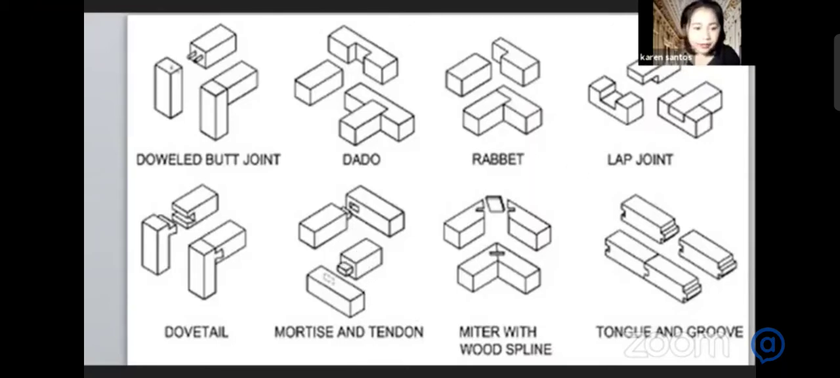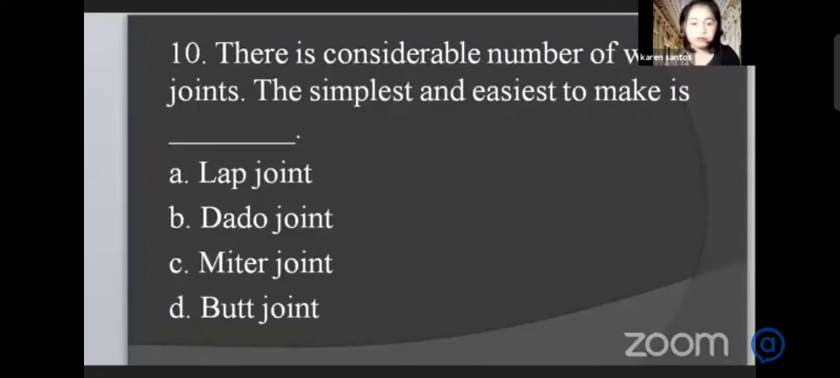And then, for the next question: there is a considerable number of wood joints. The simplest and the easiest to make is: A. Lap joint, B. Dado joint, C. Miter joint, D. Butt joint. Okay, the simplest and easiest to make. So what is the correct answer? The simplest and easiest to make, the wood joint.